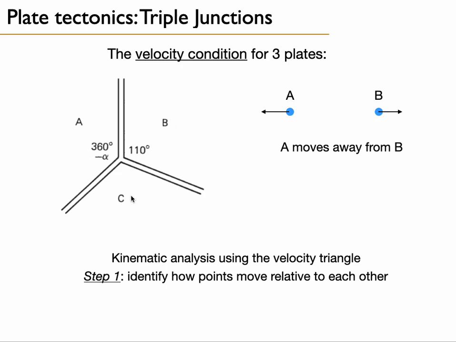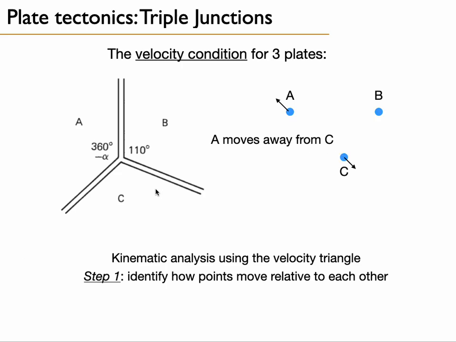If we move to the case with 3 plates, now we have a system with A, B, and C. And you can recognize from the symbol that these are ridges. So we have one ridge marked by the 2 lines, a second one and a third one. The first thing we need to do is identify a point on each of the plates, and see how points move relative to each other. So we have the point A located on plate A, a point B located on plate B. Since this is a ridge, the motion is divergent, so A is moving away from B, and B is moving away from A.